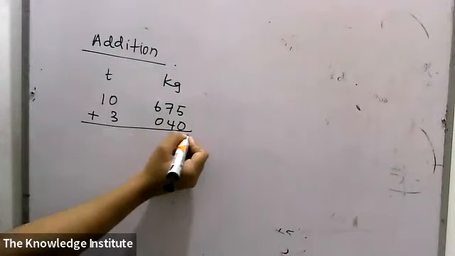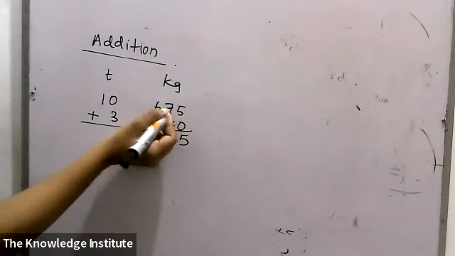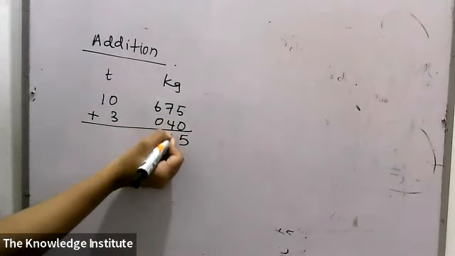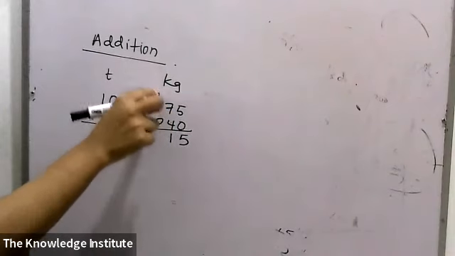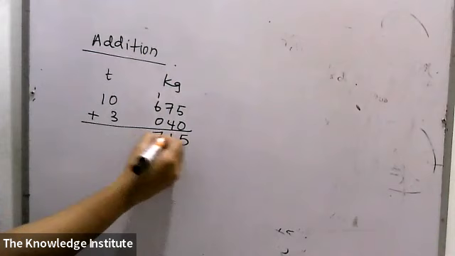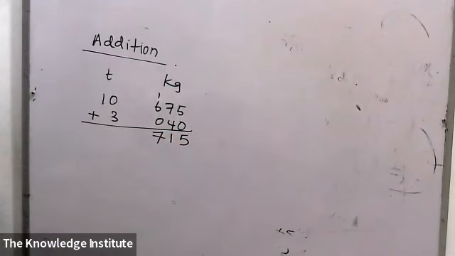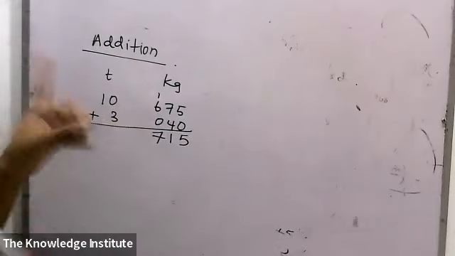5 plus 0 is 5. 7 plus 4 is 11, 1 will be carried here. 6 plus 0 is 6. 6 plus 1 is 7. So 750. Tell me, what is the maximum kilogram you can have in 1 ton?